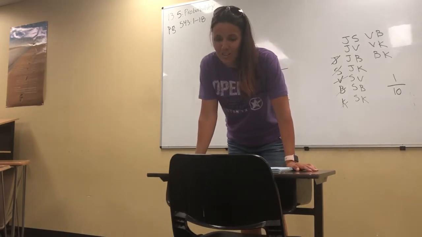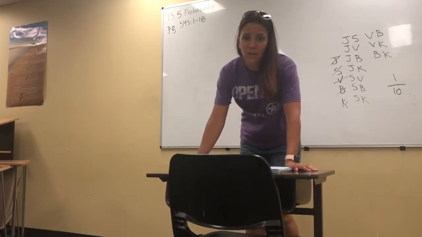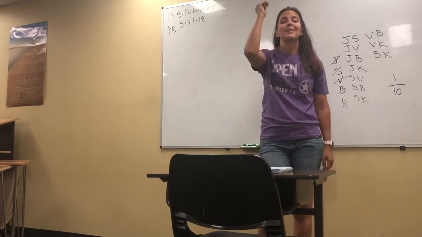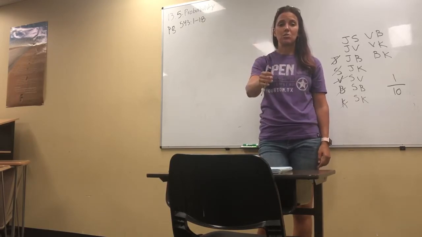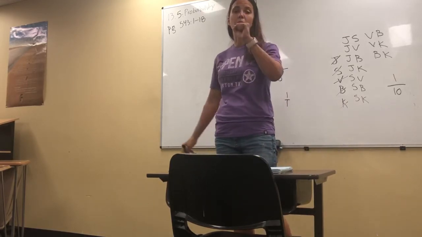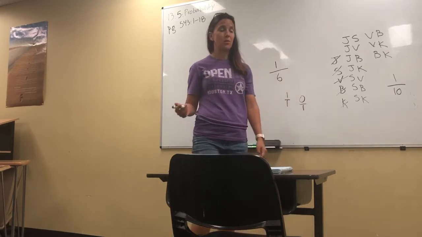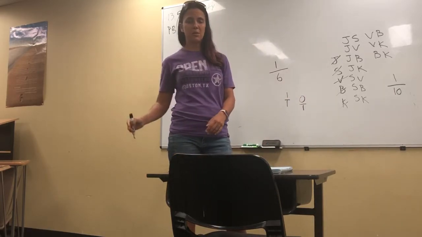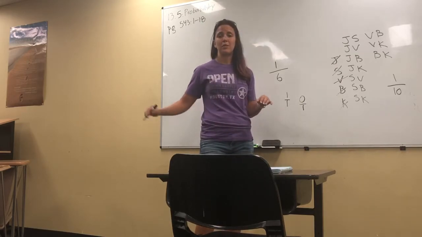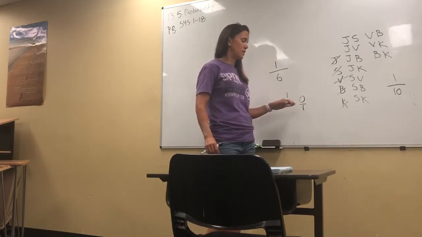Now, the probability of something impossible. So what is the probability that I'm going to be here tomorrow teaching you guys algebra in person? 0. Not going to happen, right? 0 over 1, so it's 0. Probability of something that is 100% given is 1. Probability of something that no way is going to happen is 0.